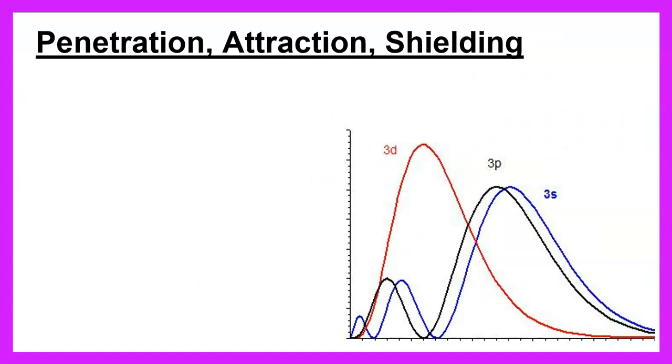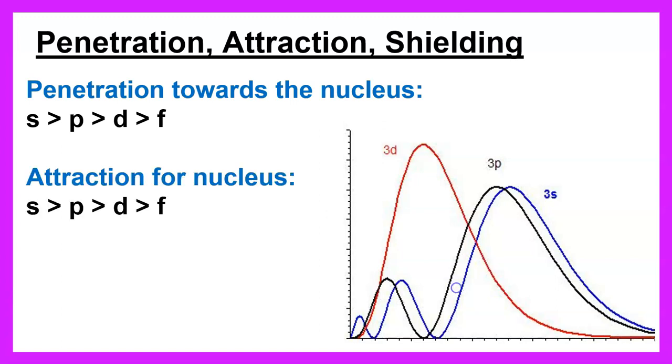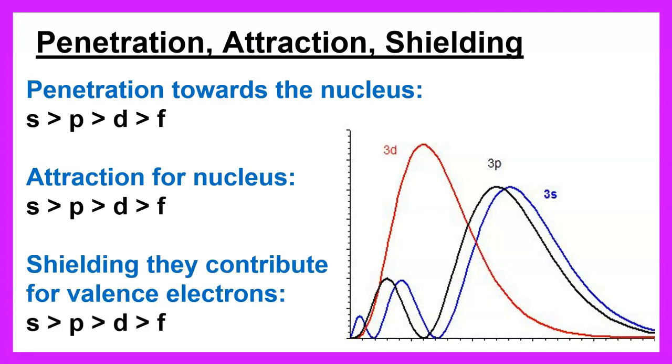Here's just showing again another one. The more penetration we have, the more attraction we have, and the more shielding that those specific orbitals would contribute to the valence shell. This graph shows you the s, and then it shows you in black the p, and then in red it shows you the 3d. And you can see if you look carefully down here, your blue line has a little peak, little area of probability closest to that nucleus.